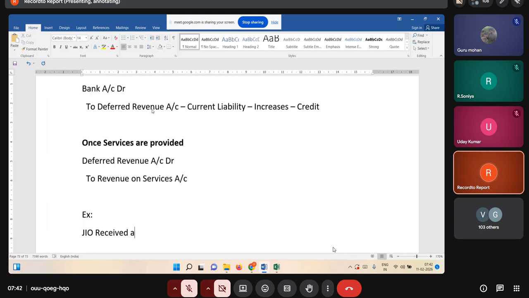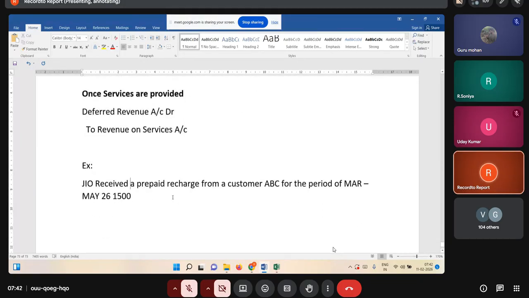So example, Jio received a prepaid recharge from a customer ABC for the period of, assume, March to May for 1,500. So what is the amount Jio has received from a customer, guys? 1,500.